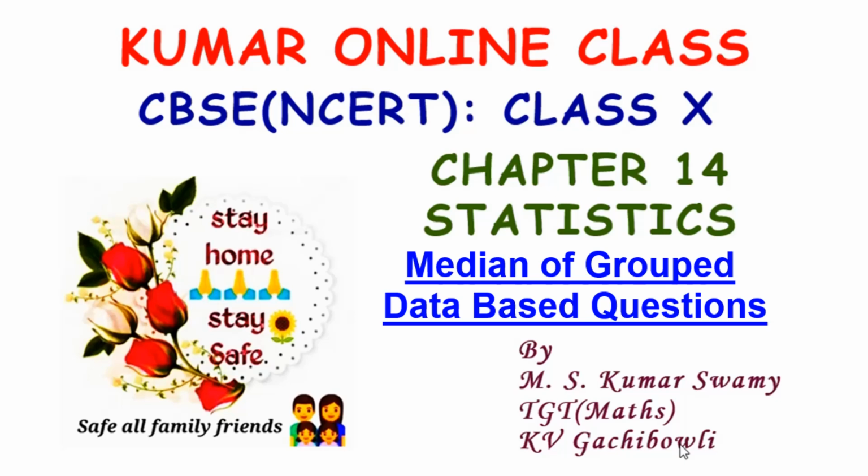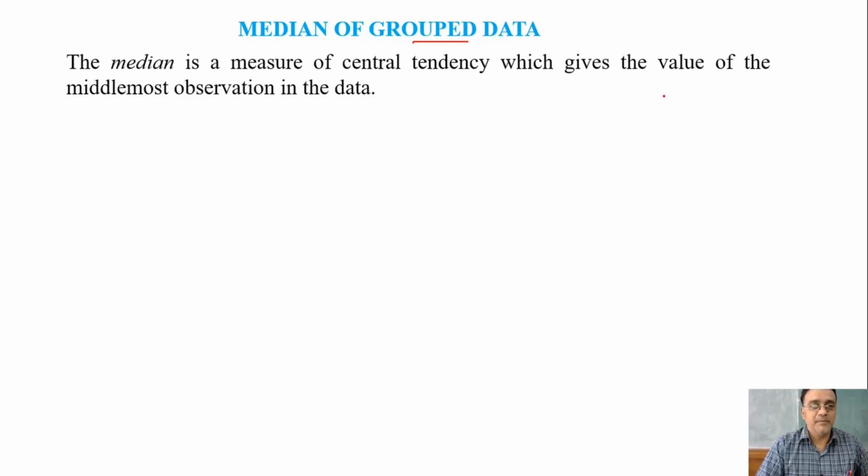Today we are going to start revision of median of grouped data from statistics. It is median of grouped data. Last year you have studied median of ungrouped data. So let us move towards the topic. What is median? Median is a measure of central tendency which gives the value of the middlemost observation in the data.